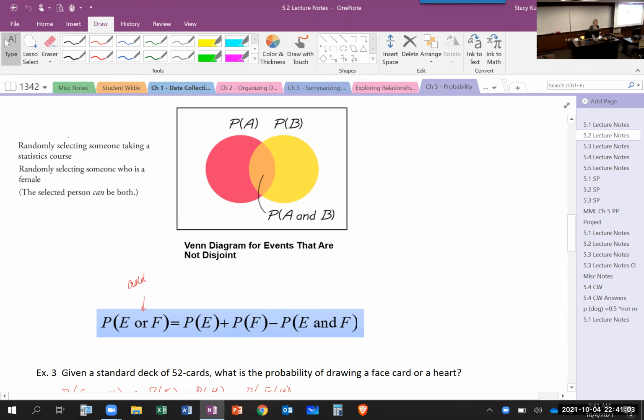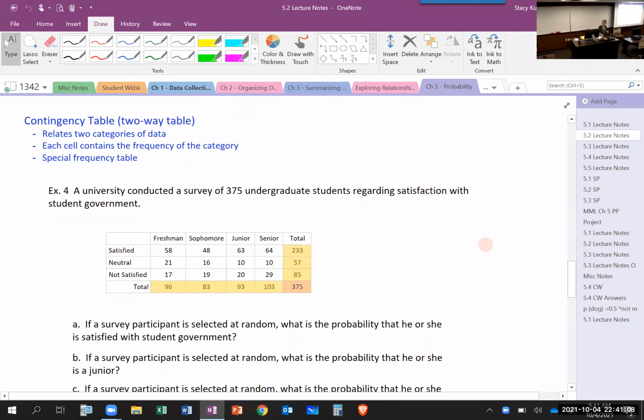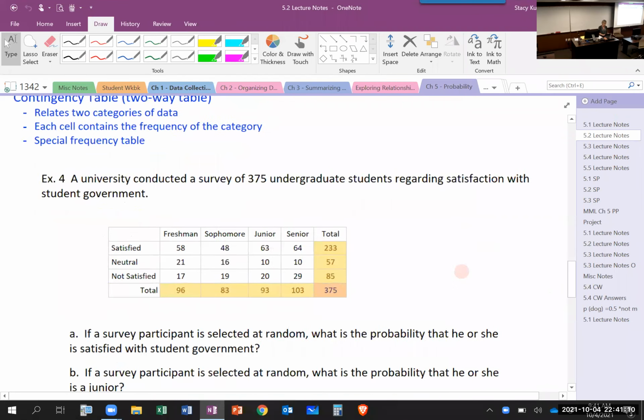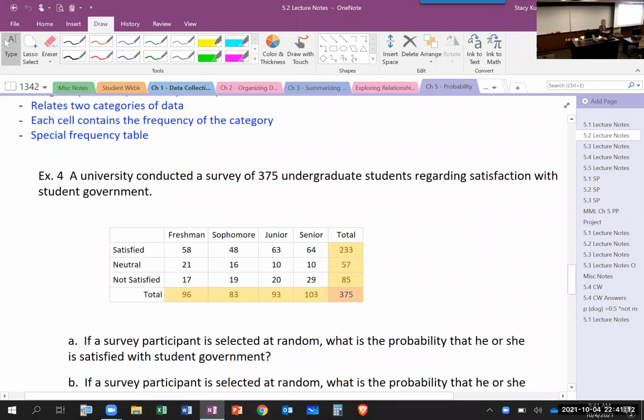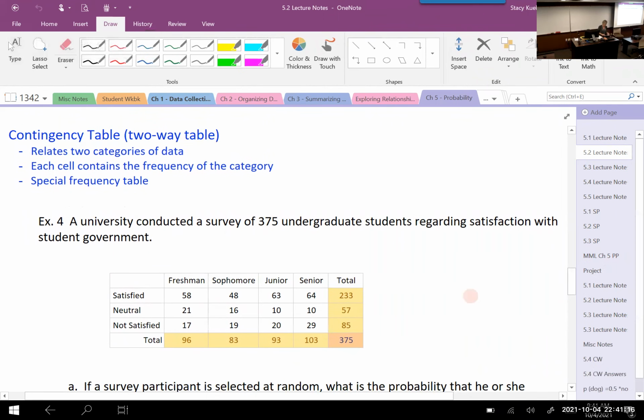Now, one of the things that's easy for us to talk about probabilities is if we can somehow relate our probabilities in what we call a contingency table, really just a two-way table.